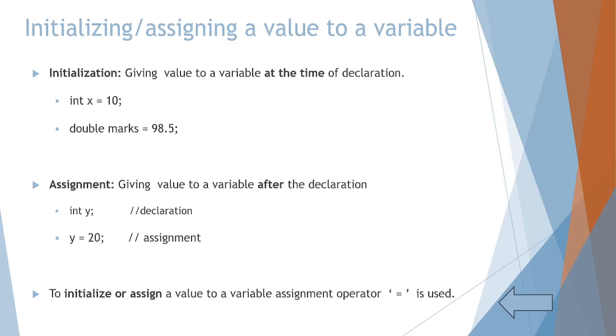The second part is assignment. Giving value to a variable after the declaration is known as assignment. For example, we have declared a variable int y as a second statement or a third statement. After 3, 4, several statements, we may say y is equal to 20. We don't declare again. Y is already declared. We are just providing value. That is known as assignment. To either initialize or assign a value to a variable, assignment operator, that is equals to sign, is used.